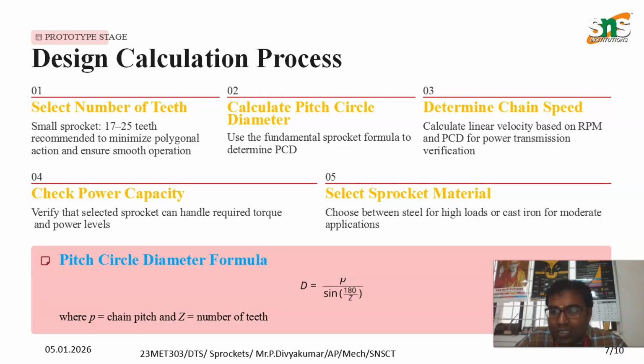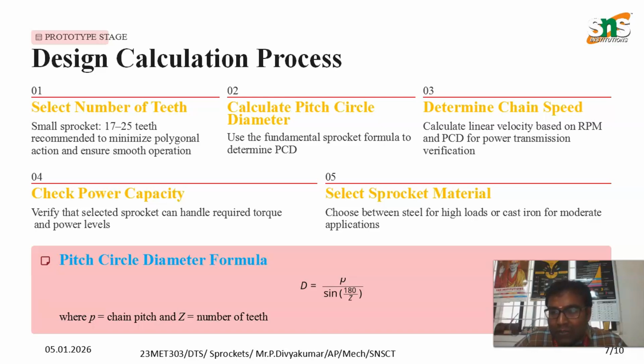Next we need to calculate the center distance. The recommended center distance varies from 30p to 50p, where p is the pitch. Next we need to calculate the factor of safety based upon the breaking load and the working load. Some of the major design parameters are chain pitch, number of teeth, pitch circle diameter, chain velocity, center distance, and lubrication condition, etc.